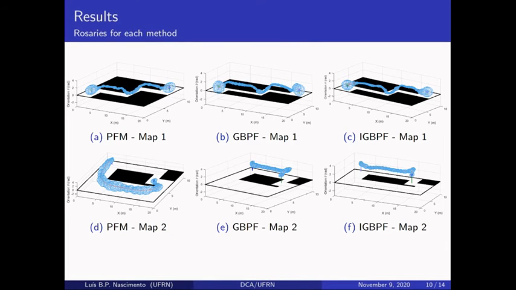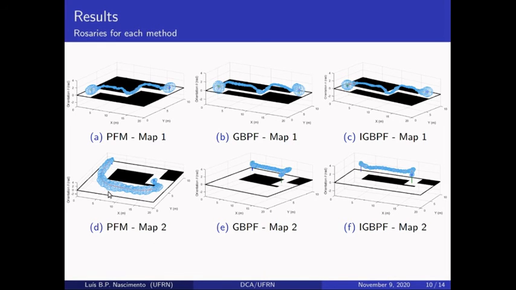This figure shows the results for one simulation. We have the rosary found for each method in each map, and inside the rosary we can extract the path. For the first map, the rosaries look similar for all methods because there is only one narrow passage. So let's look at the second map. It is possible to observe that the methods present different rosaries in different directions.